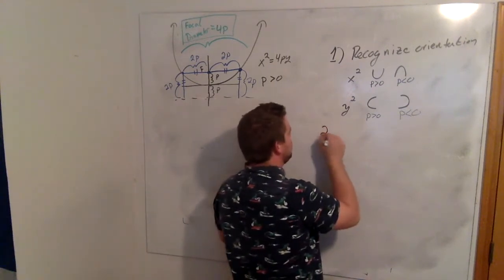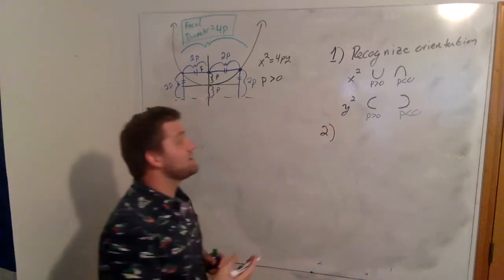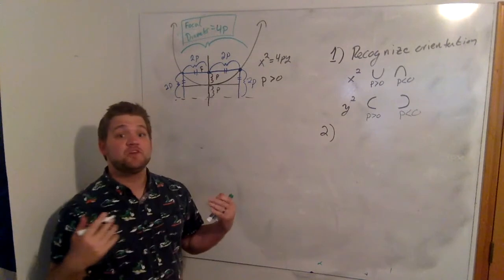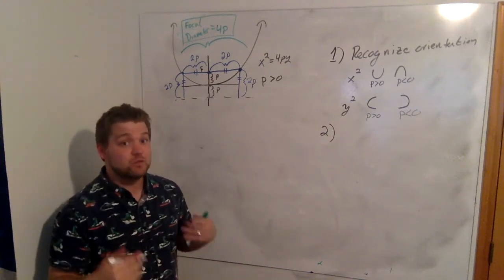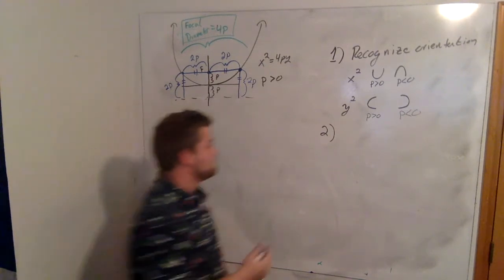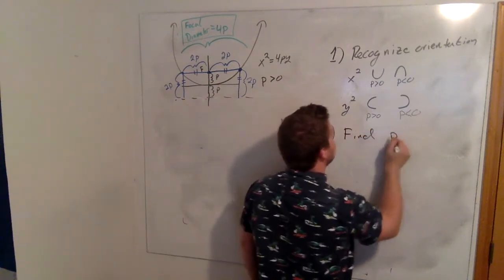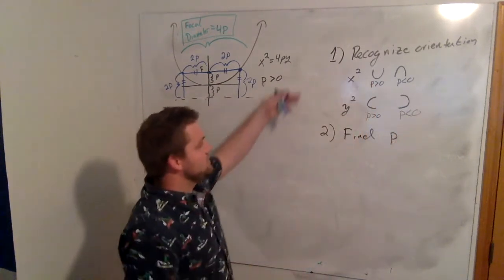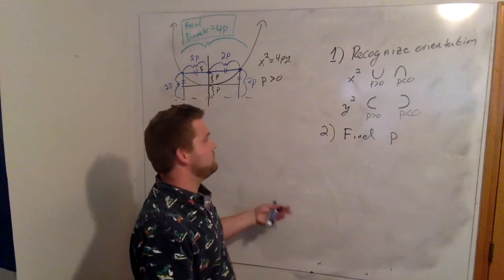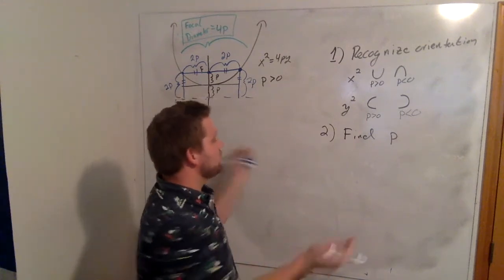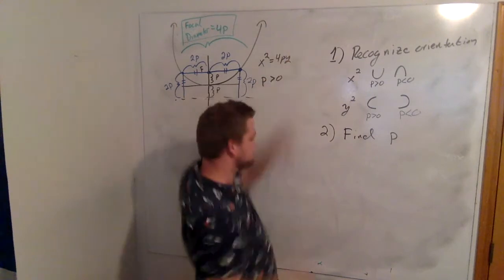The second thing that you're going to need to do, once you recognize the orientation, is figure out what the value of p is. p really does define the parabola, so you need to be able to find p. I don't necessarily know if these steps are in order. You might want to find p first and then recognize the orientation. Regardless, you need to do these two things.